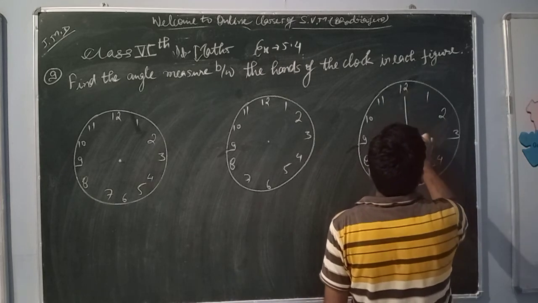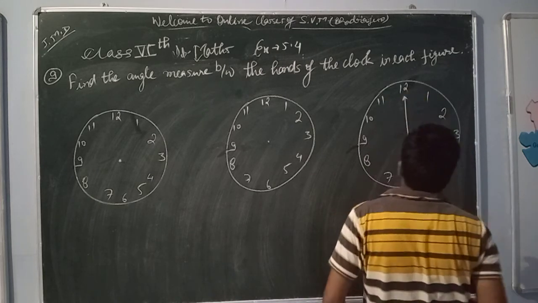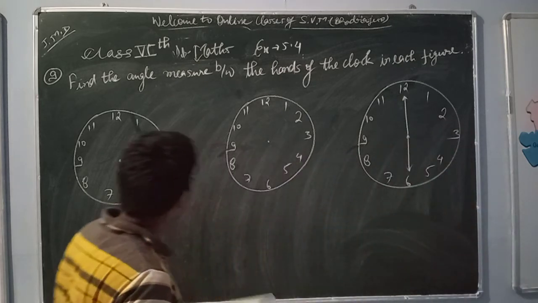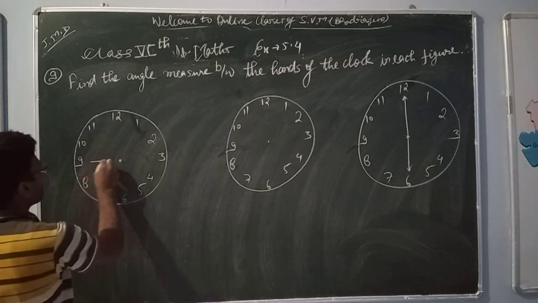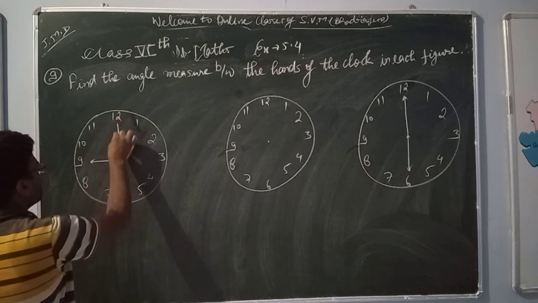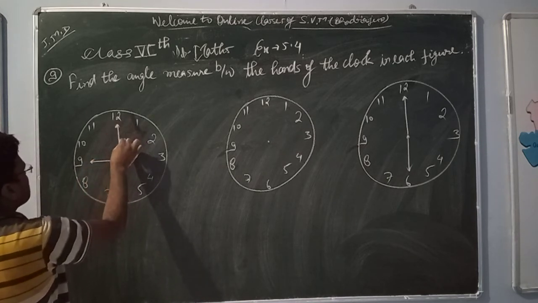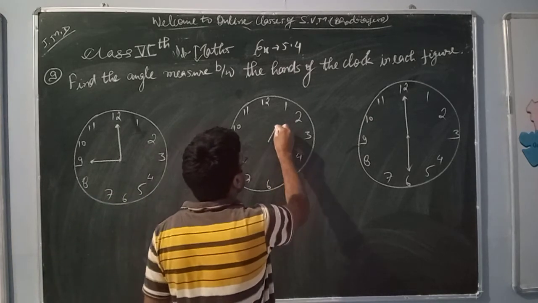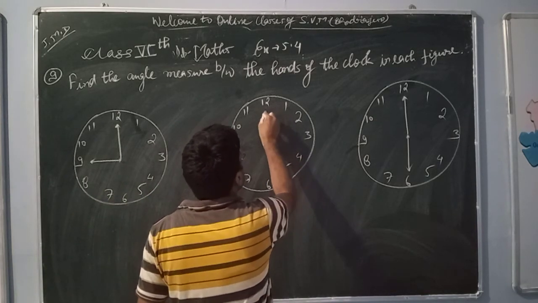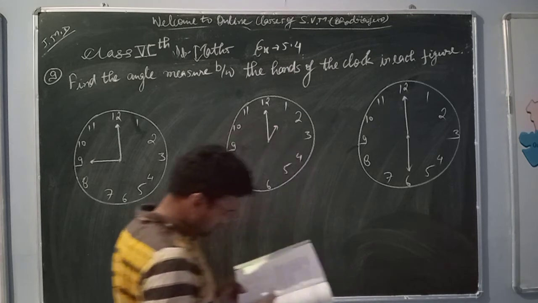This type of condition is given over here. Find the angle measure between the hands of the clock in each figure. First one is this one, which is given right over here. Second one is this one, and third one is that.